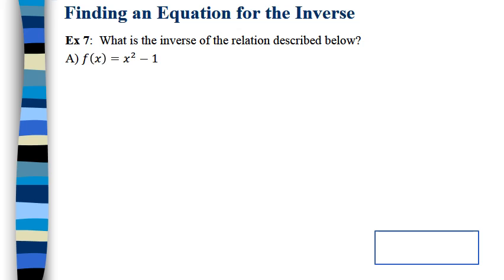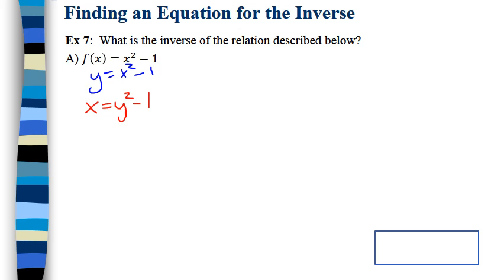So for starters, if you want to find an inverse function, the first thing we're going to do is switch x and y. So if we know this is f of x, then that means that y equals x squared minus 1. To find the inverse function, we're just going to switch x and y. So x equals y squared minus 1. But this doesn't really give us a function. This gives us something in terms of y. We want to write things in terms of x.